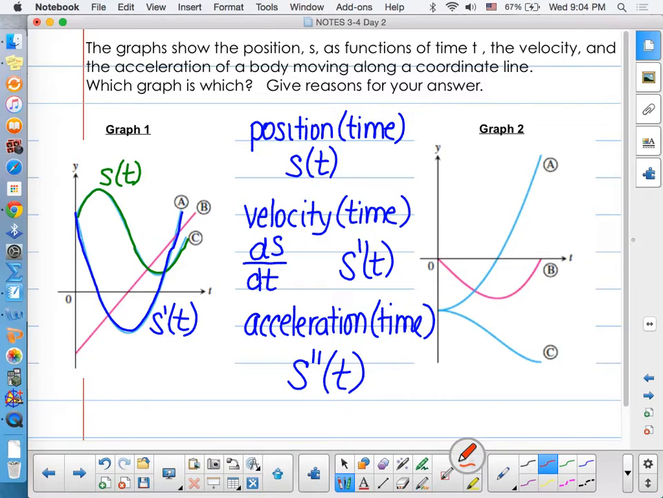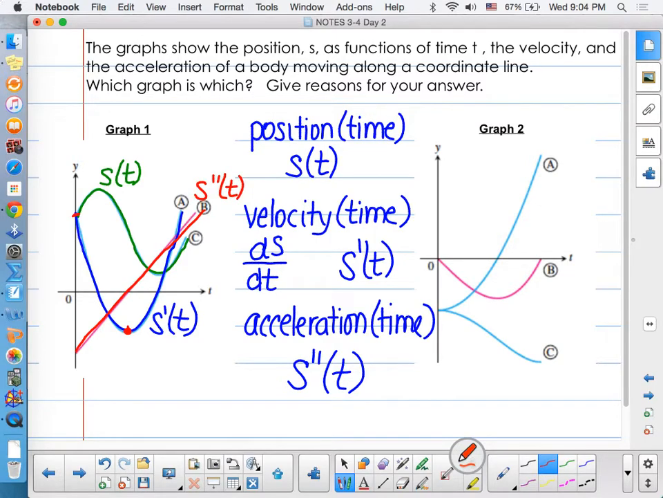So in the first part of the velocity function, you're seeing negative slopes for this whole first part of the velocity function from here to here. When you get to here on the velocity function, your slope is 0 at that point, and then you're seeing positive slope. So this is that second derivative, or your acceleration function graph.